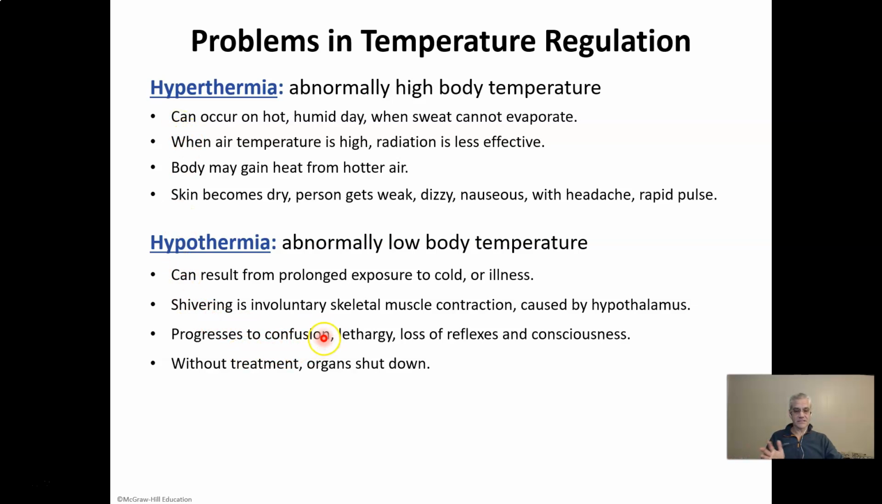Now, a lot of these are similar: progressive confusion, lethargy, loss of reflexes and consciousness. Without treatment, organs will shut down. Yeah. You can die from hypothermia.